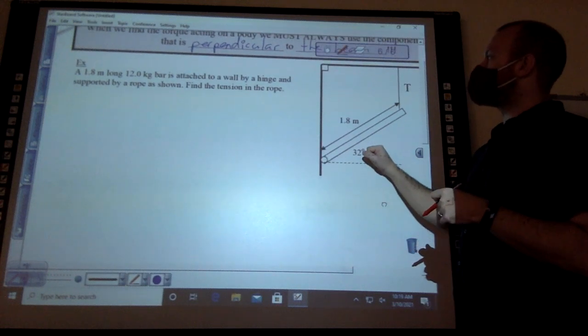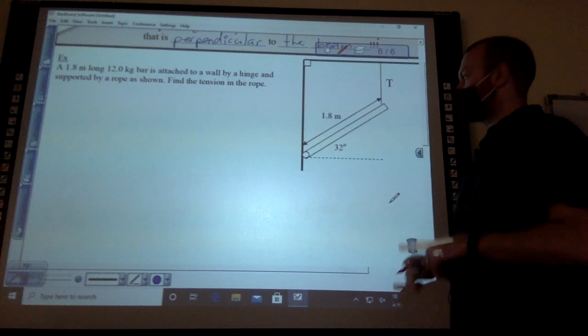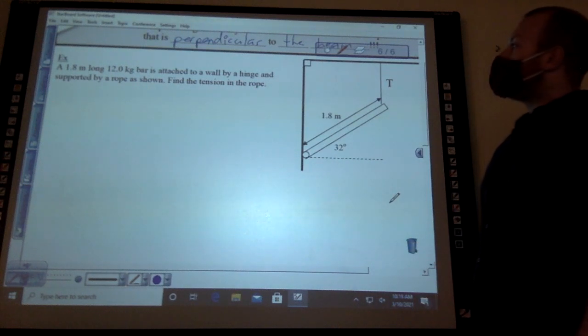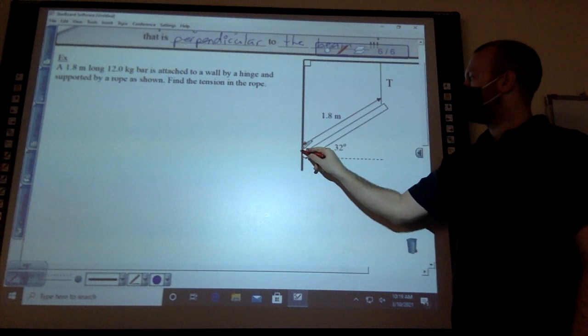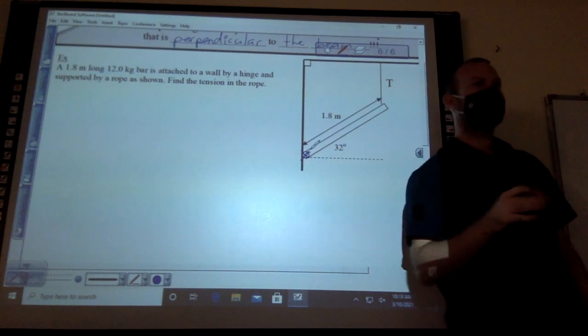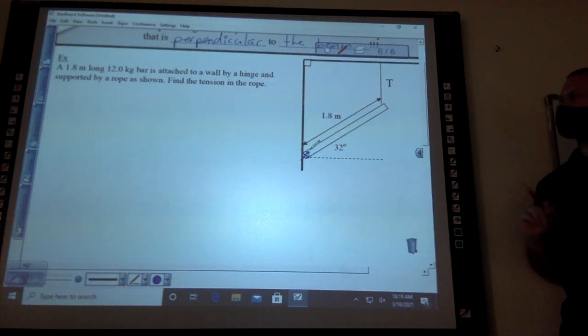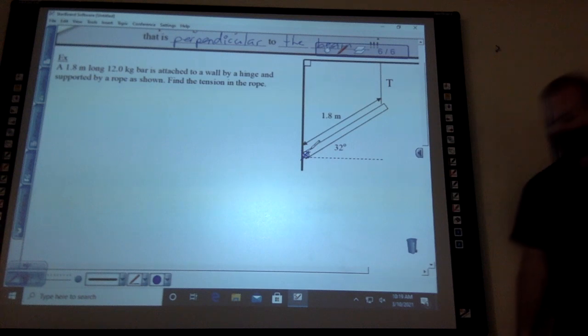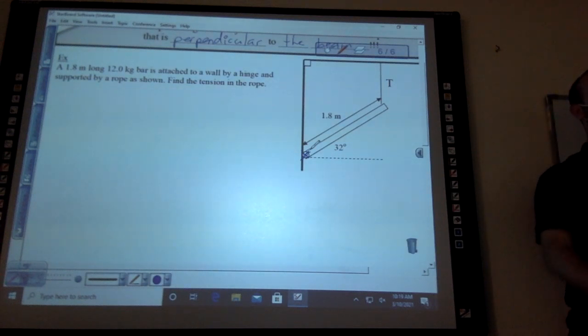So let's start off with our strategy. Let's draw all the forces first and then deal with the rest of this. So all we want to know is the tension on the rope. As with the last question, let's just pick this as our pivot point because it's going to make our lives easier. I don't care about the forces acting at that point, so we'll just do this. Yeah? You chose another pivot point. Yes.